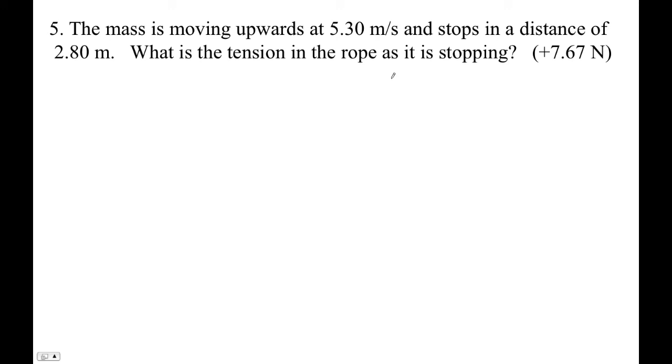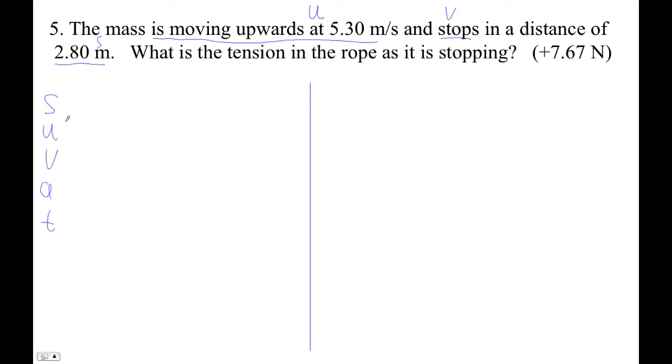Okay, so let's see. This also involves SUVAT, right? So now let's count up our SUVAT things. It is moving upward, that's our initial velocity. Stops, that's our final velocity. Distance of 2.80 meters, that's our displacement, right? So we have three things, and so we can actually SUVAT this first, then F equals ma. Okay, so let's SUVAT first.